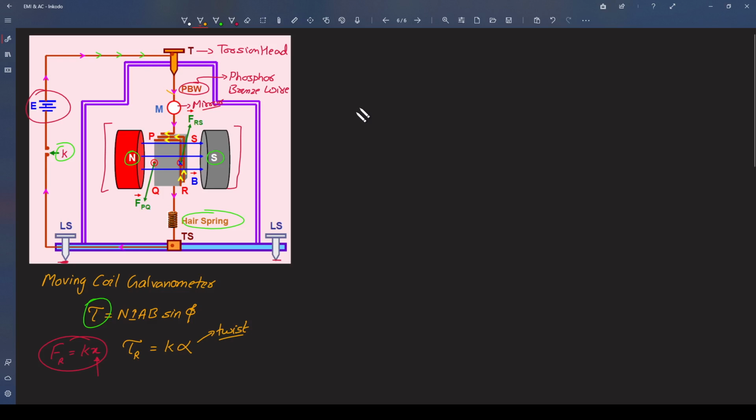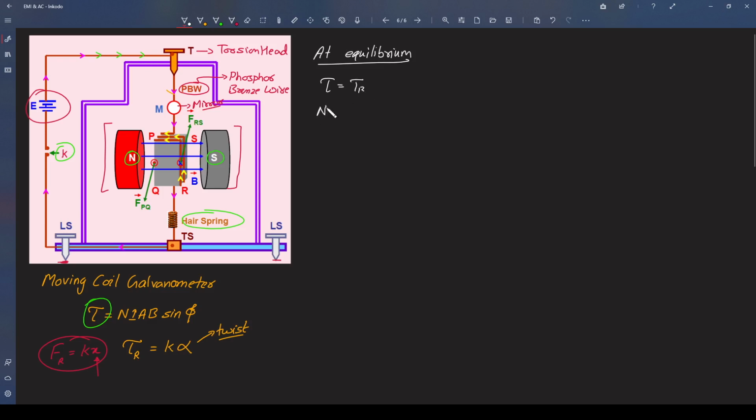This is the torque due to the current, the original torque, or torque due to the magnetic field and current. And there will be a time when the external torque and the restoring torque both will be equal, right? That is nothing but equilibrium. So at equilibrium, these two torques will be equal, right? So torque will be equal to restoring torque.